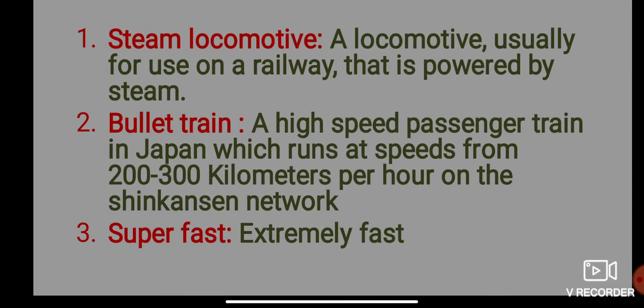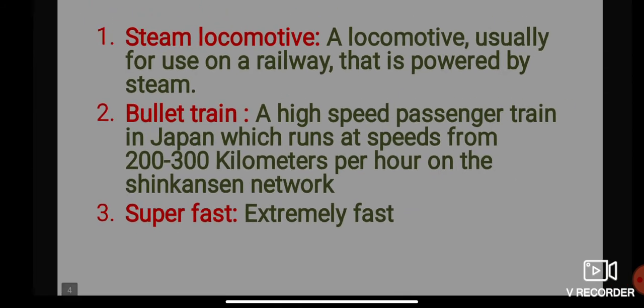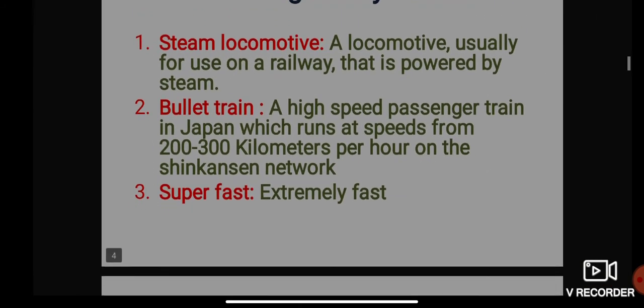And what is a bullet train? A high-speed passenger train in Japan, which runs at speeds from 200 to 300 kilometers per hour on the Shinkansen network. What is super fast? Referring to extremely fast.